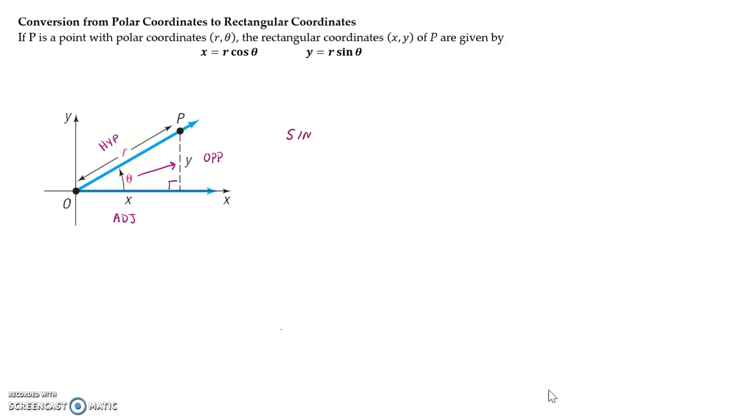We've got sine of theta. This is our opposite side over our hypotenuse. So we have y over r. We have our cosine of theta value. Right, this is our adjacent side, x, over our hypotenuse, which is r. We have tangent of theta, which is our opposite side, y, over our adjacent side, x.